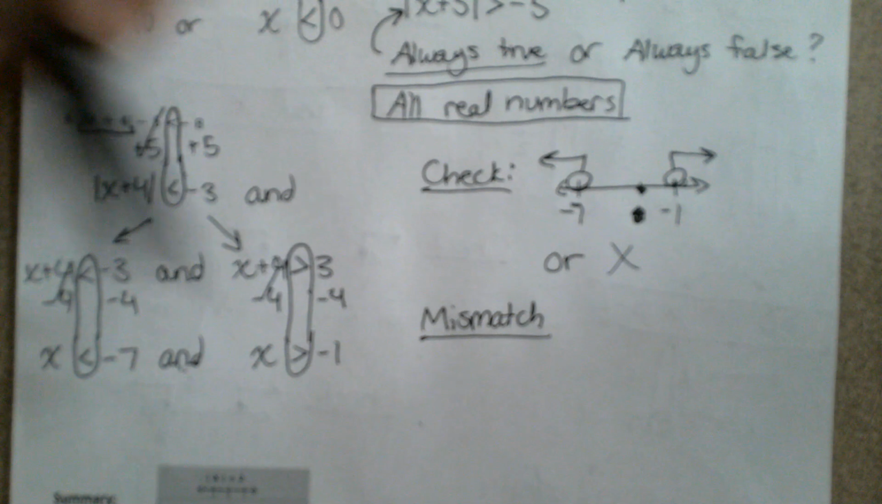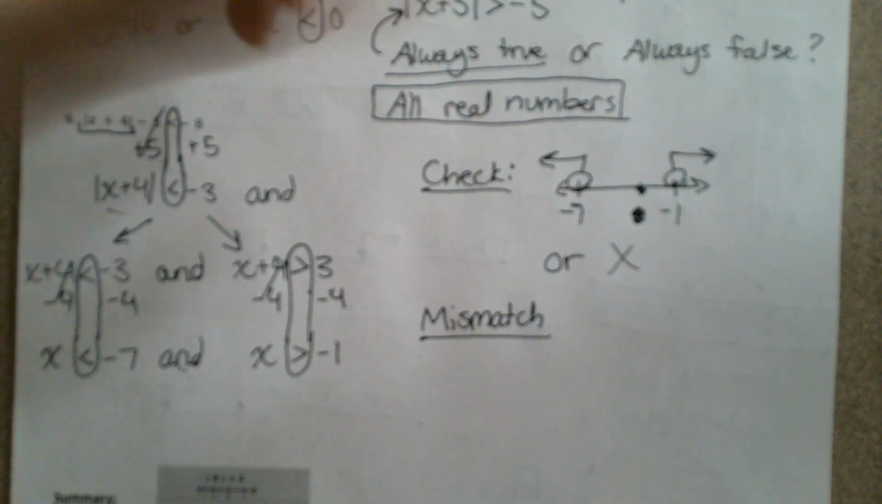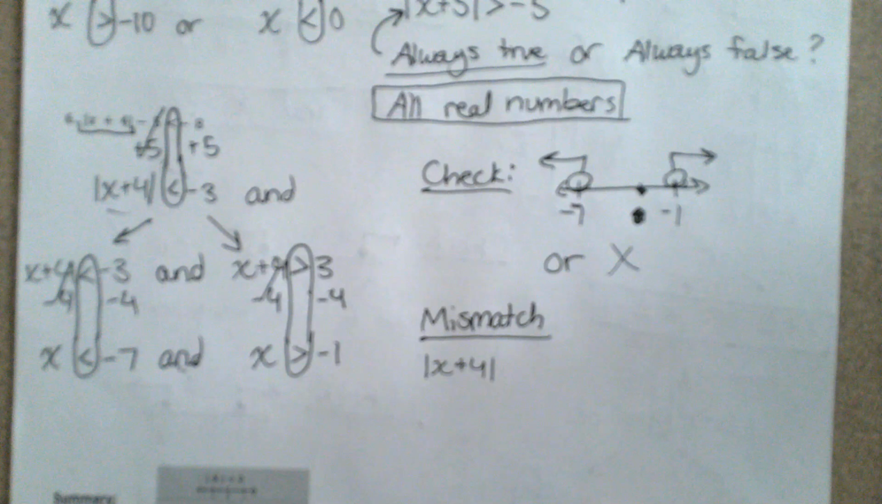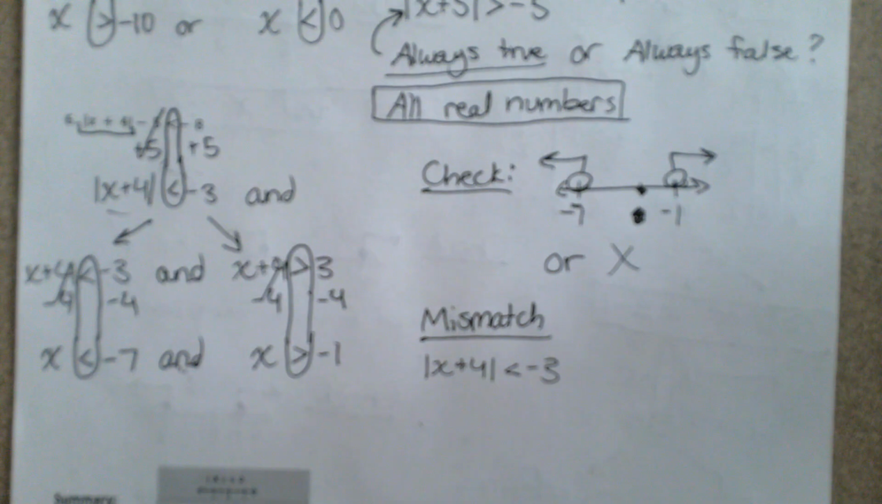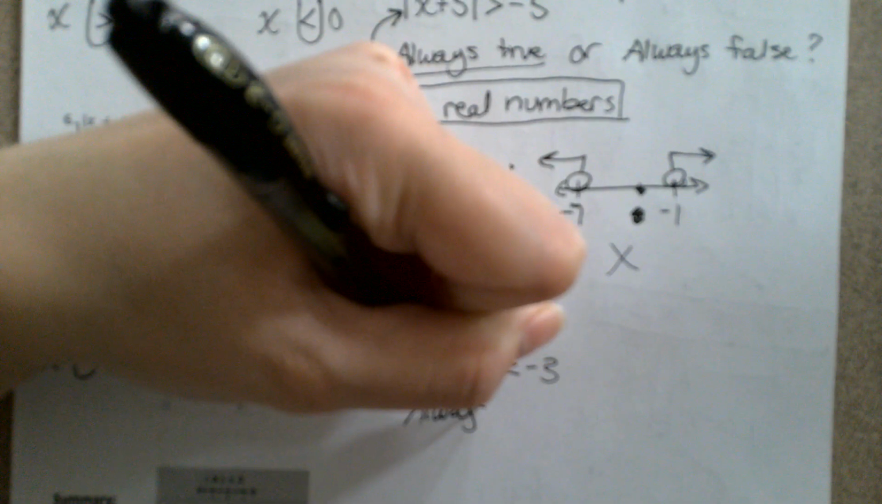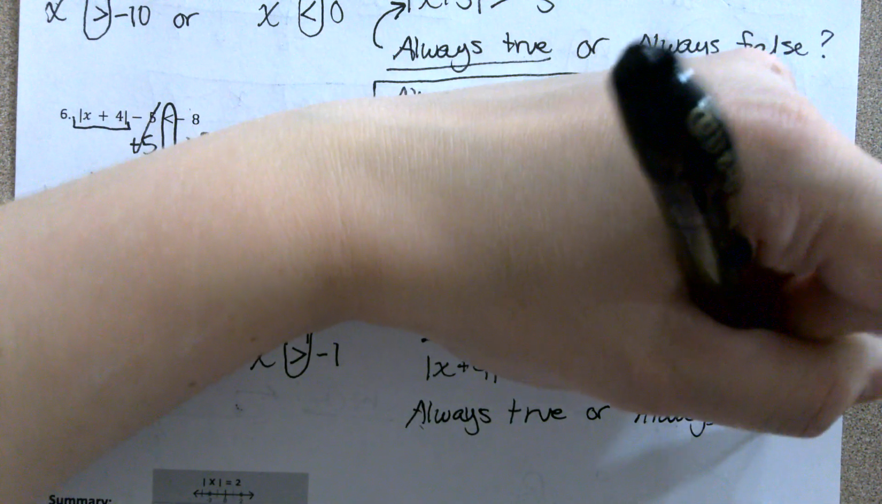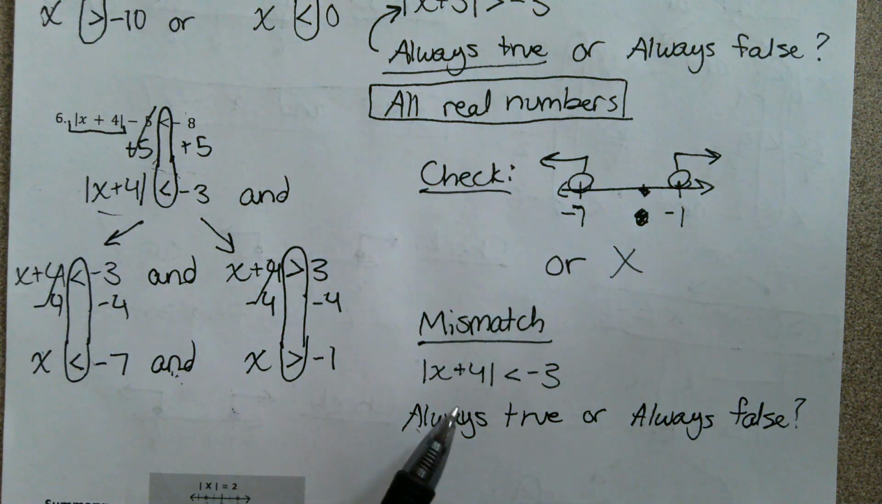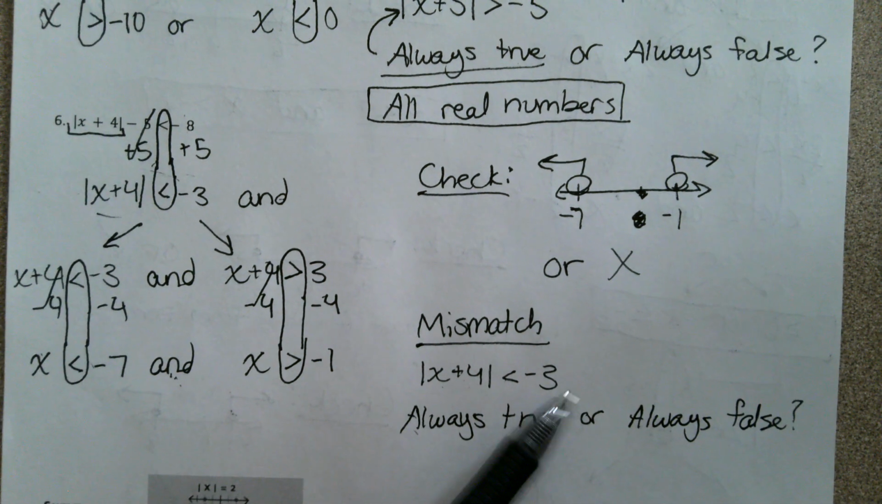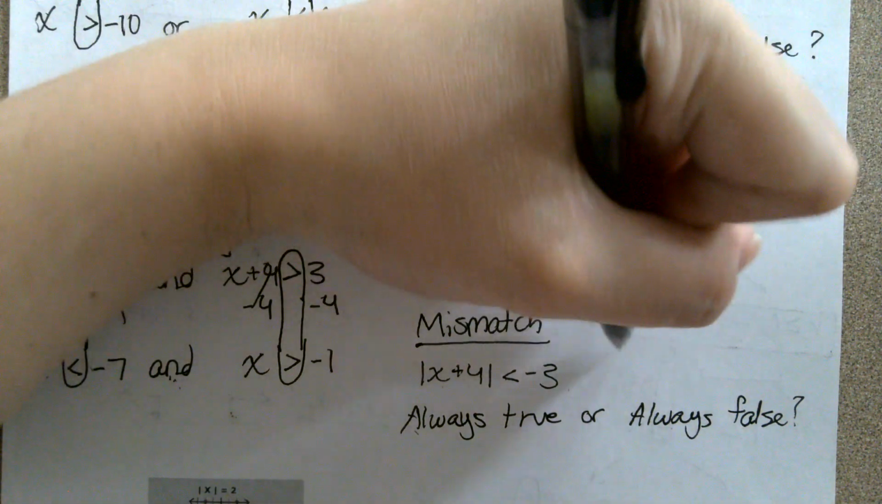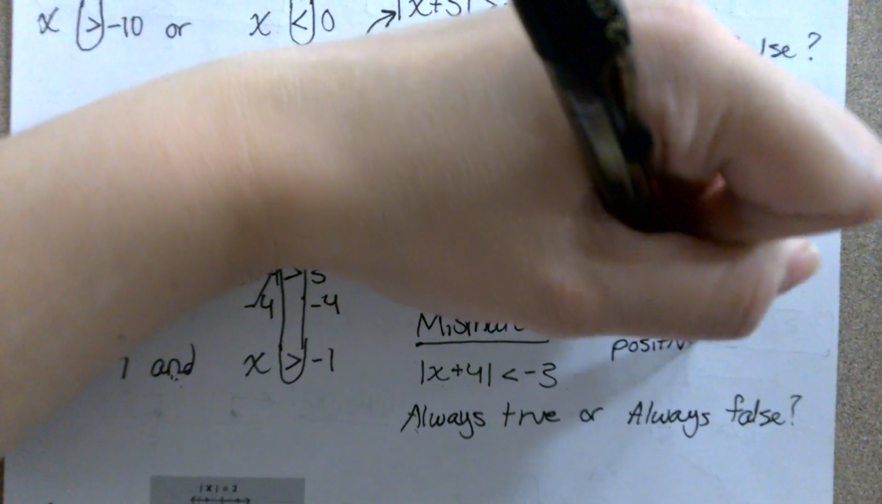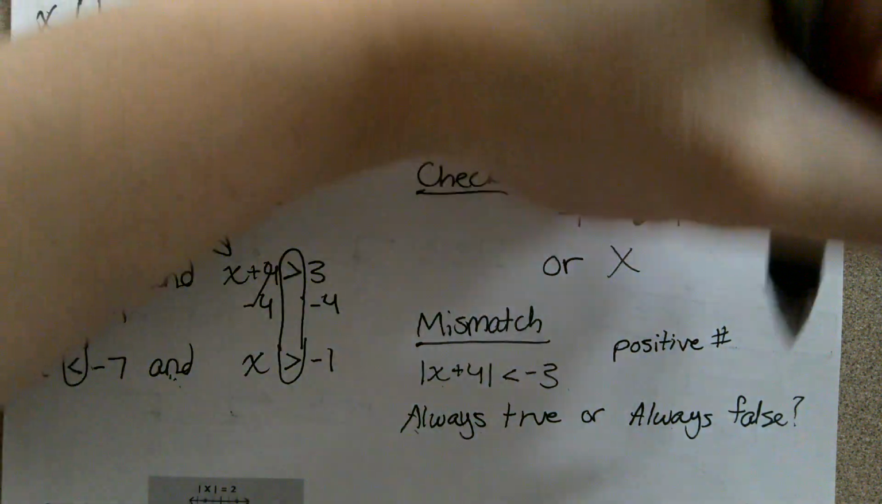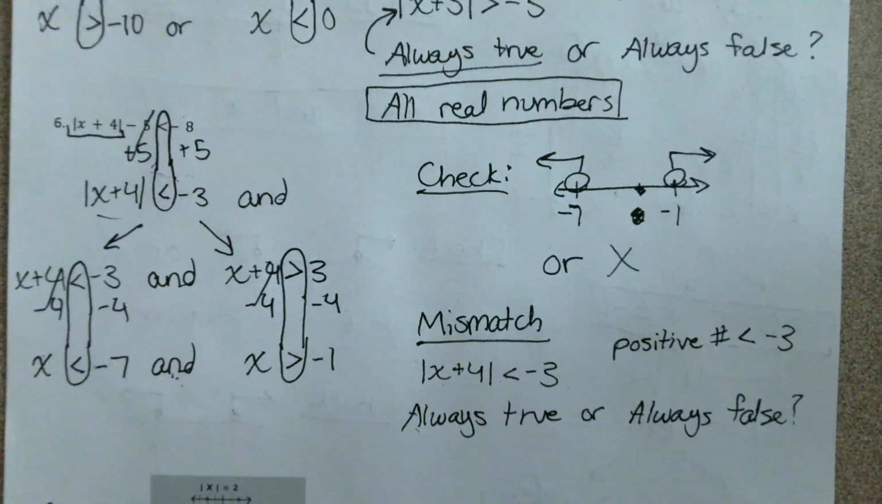When that comes up, we go back to the equation we had before we made the split. So the absolute value of x plus 4 is less than negative 3. Again, you have to ask yourself, is this always true or always false? Here we're saying that a positive number, because again the absolute value always comes out positive, is smaller than negative 3, which is a negative number.